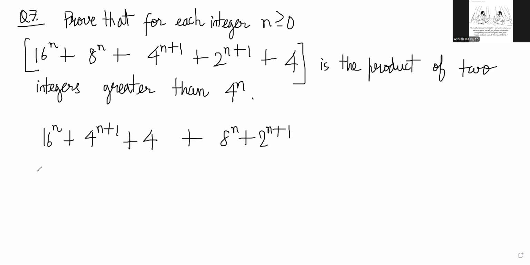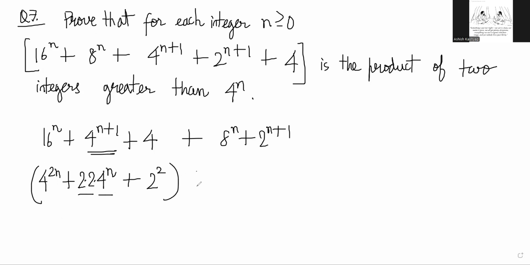And here you can see that this is 4 power 2n plus this term is 2 squared. So this should be a middle term, so 2 into 2 into 4 power n. Think about it. This is 4, this is 4 power n, so it becomes 4 power n plus 1. So it is fitting perfectly as a perfect square.